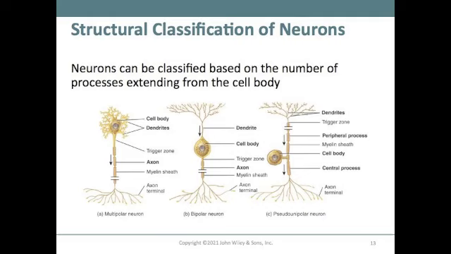Let's have a closer look at this. So we've got something that's called a multipolar neuron, and this neuron is probably the most common neuron that we'll run across in our studies here. But you can see here that you got the dendrites and the cell body and the axon terminal. So this is kind of the classic model of a neuron.